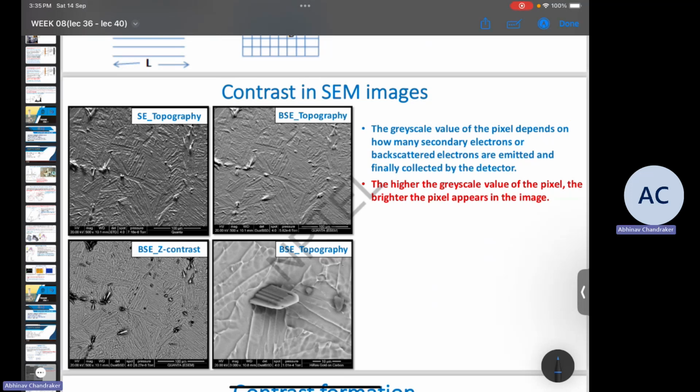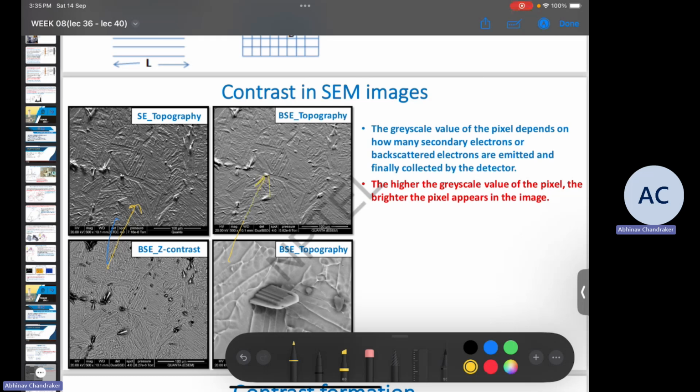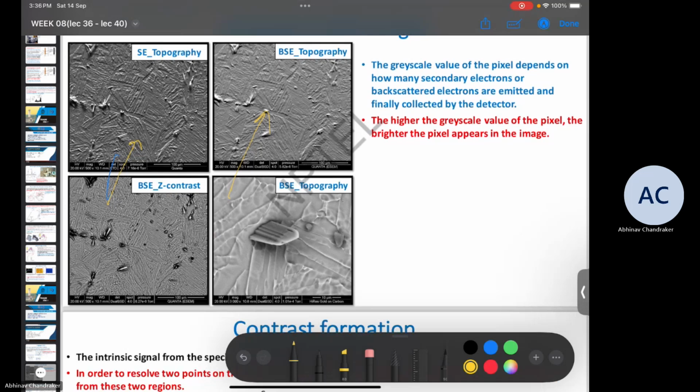In this example, we can see a region in a specimen where the images formed by secondary electrons and backscattered electrons are shown, and the type of topography is the same, but the contrast of the different features in both can be seen to be different, right? This shows the backscattered electron image, if we use the Z contrast mode.